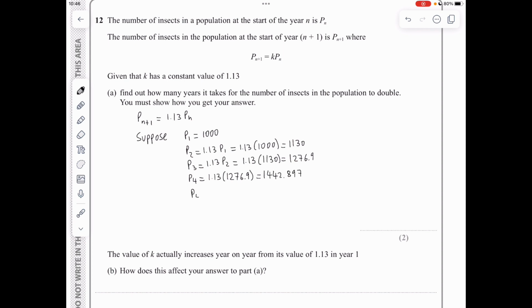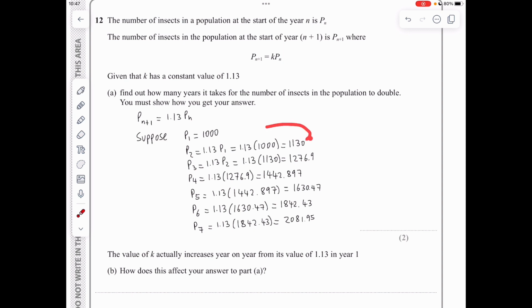1,442.897. P5 will be 1.13 times 1,442.897, and this gives an answer of 1,630.47. Then P6 is 1.13 times 1,630.47, which gives 1,842.43. And then P7 is 1.13 times 1,842.43, and this gives 2,081.95. So let's see how many years we've got.